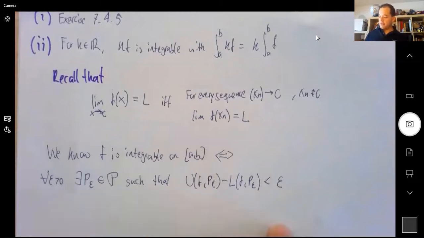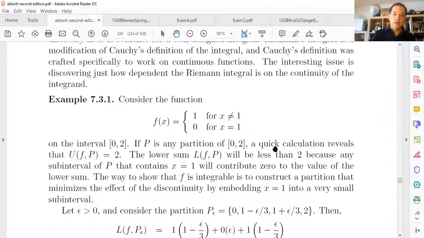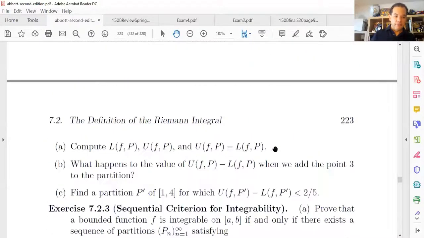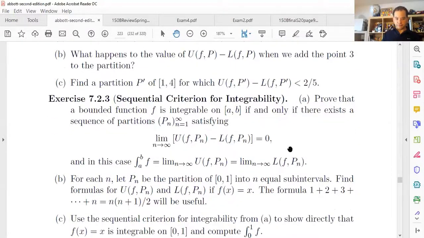So we know this. Using this, there is an exercise in the book, exercise 7.2.3. In fact, let's put it on the screen. So let's look at exercise 7.2.3, right here. It's called the sequential criterion for integrability. And what does it say? Let's highlight it or mark it.